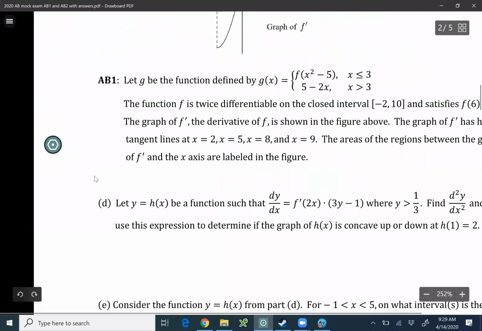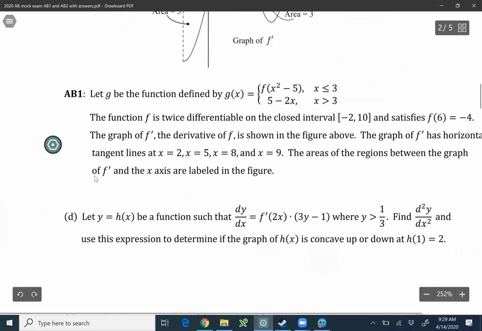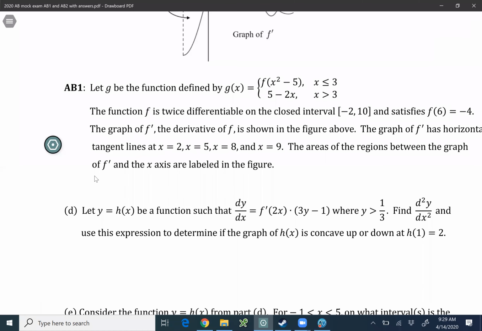Okay, we got D and E and F. I know we're kind of running out of time, but I don't want you guys to do this for homework. So let's do these as fast as we can. I'm going to go through them a little faster.